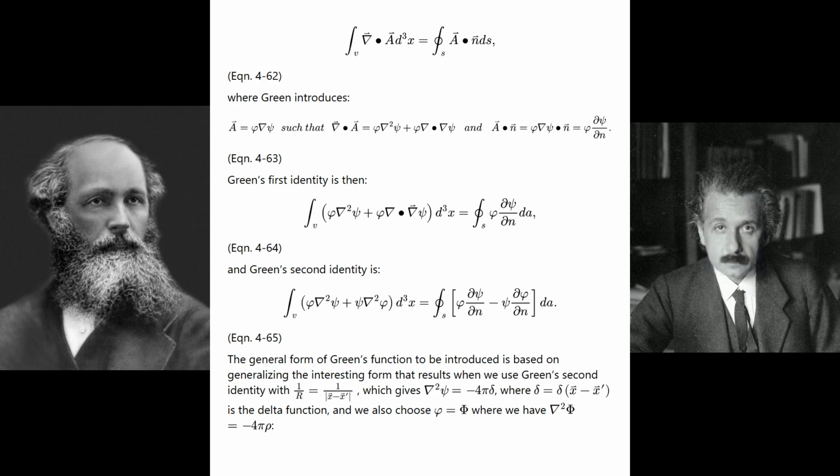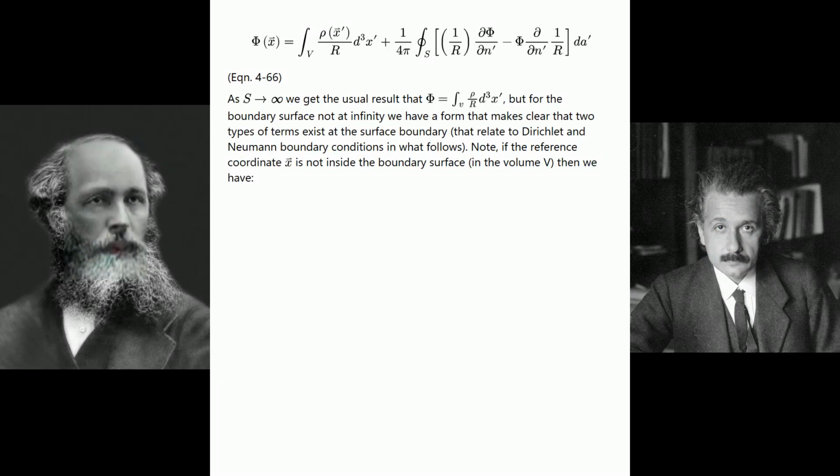The general form of Green's function to be introduced is based on generalizing the interesting form that results when we use Green's second identity with psi equals 1 over r equals 1 over the absolute value of x minus x prime, which gives gradient squared psi equals negative 4 pi delta, where delta equals delta of x minus x prime is the delta function. And we also choose phi equals phi, where we have gradient squared phi equals negative 4 pi rho. Equation 4-66.